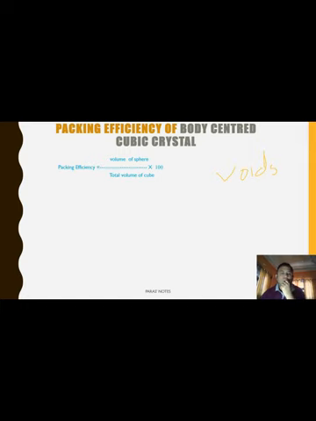Okay, now going on to the next one, that is your body-centered cubic crystal. Body-centered, n value is 2, so replace that 1 with 2. That is the only difference. Previously n was 1, now replace it with 2. The rest of the formulas are the same. Now your lower side is written 4 by 3 r cube.